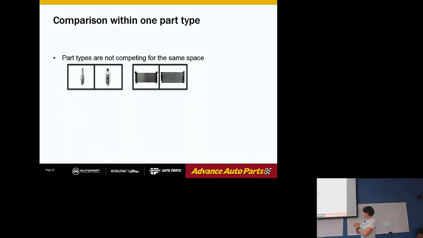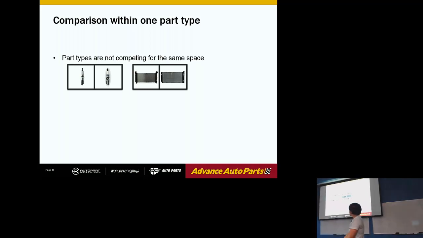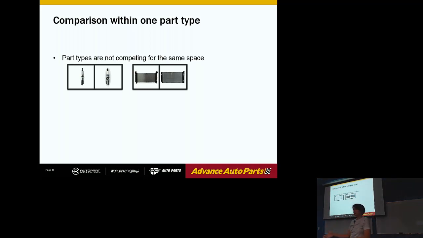So what we did, we said, okay, we probably don't need to compare everything with everything, because our brake pads are not competing with radiators for space. We store them in different locations at the store. So we're probably okay if we just compare how our radiators compare within each other and how our brake pads compare within each other. We will be fine, because different part types do not compete with each other.